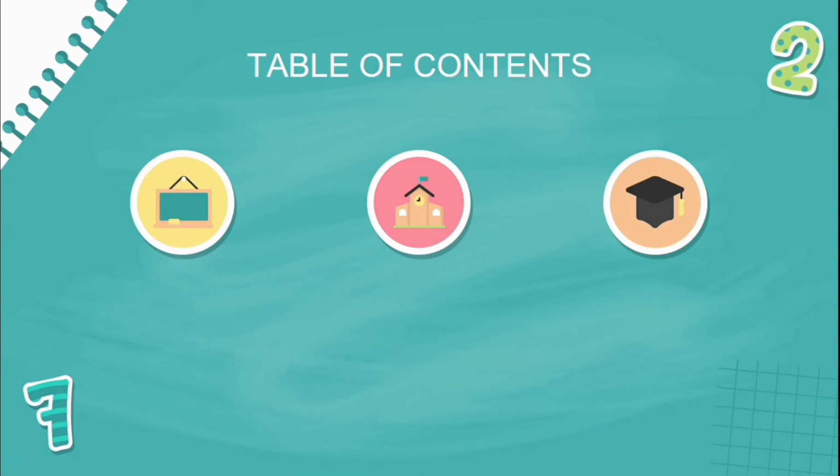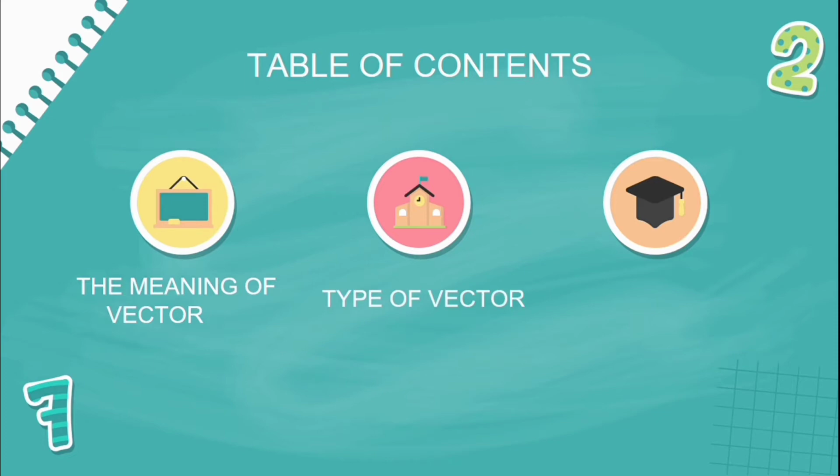Table of contents. We have 3 points in here. Point 1 is the meaning of vector. Point 2 is type of vector. Point 3 is kind and operation of vector.